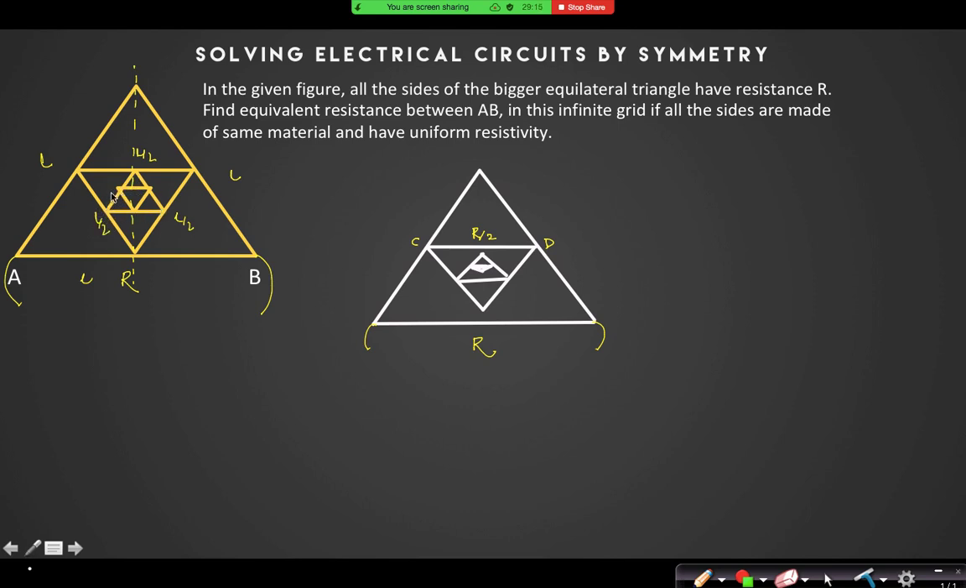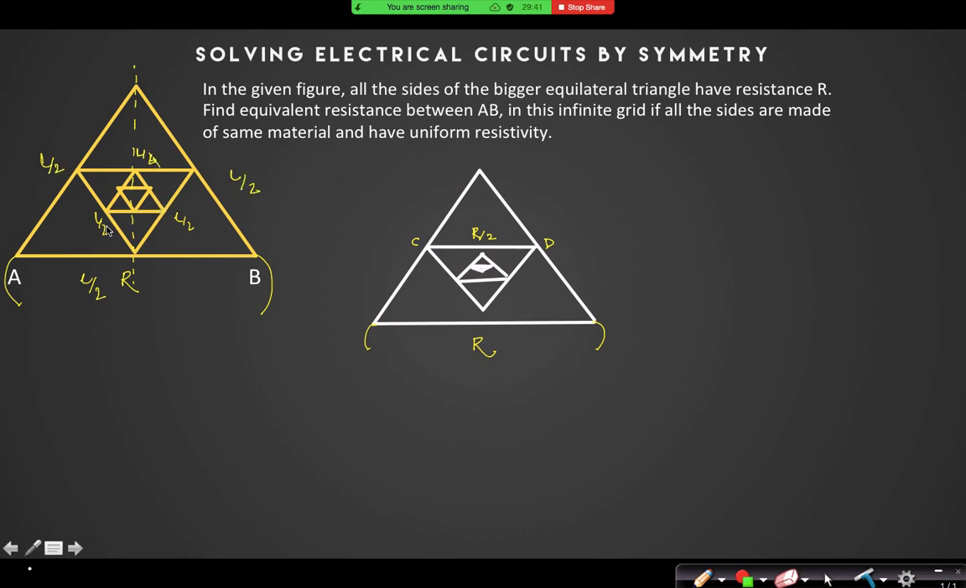Now if I ask you that if I just divide all the lengths by 2 in the same configuration, what will be the equivalent resistance? It will be R by 2. Yes, it gets halved. So it will be L by 2, L by 2. In that case, it will be L by 4, L by 4.